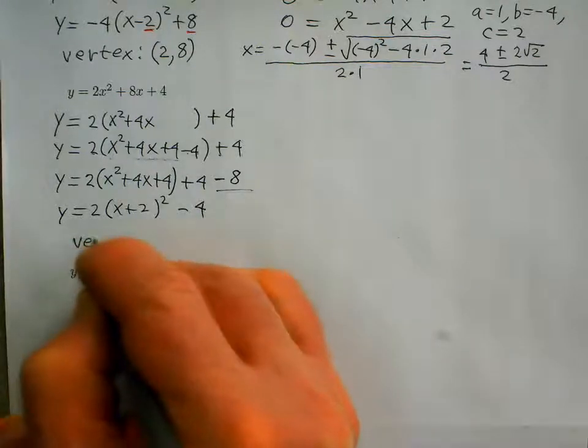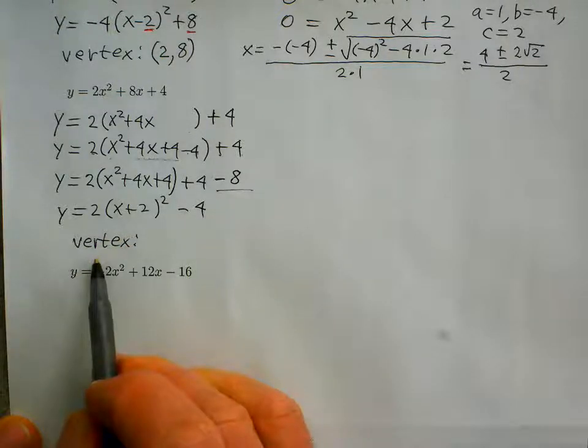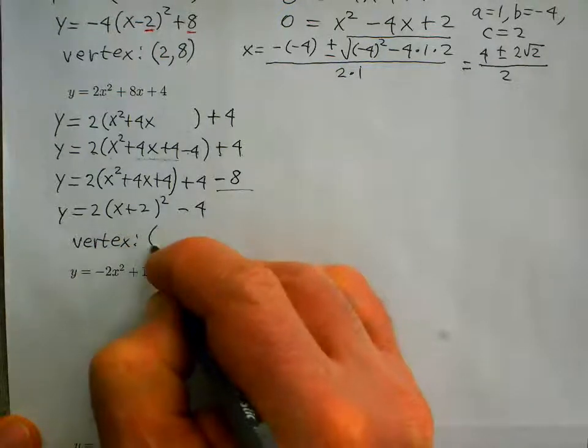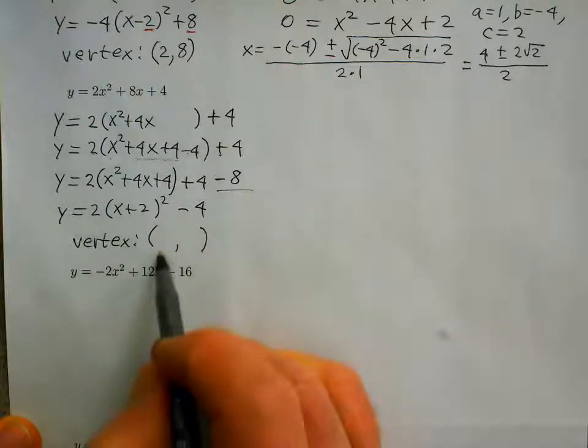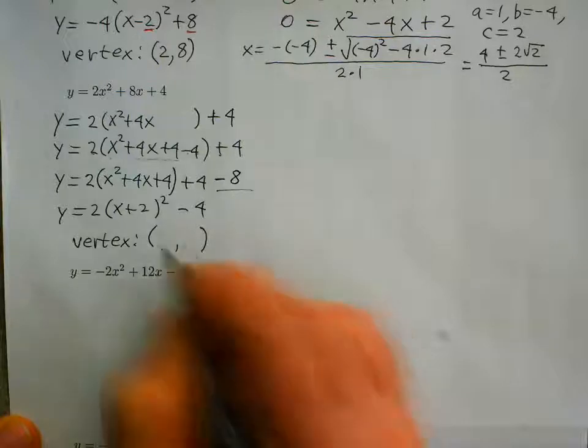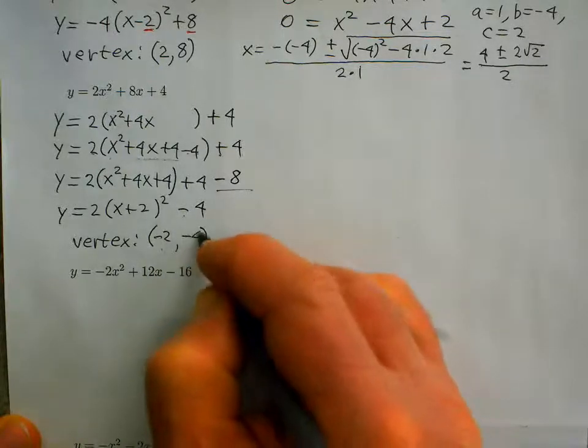So the vertex is a point in the xy plane, so it's an ordered pair that has an x coordinate and a y coordinate. The x coordinate is -2 and the y coordinate is -4.